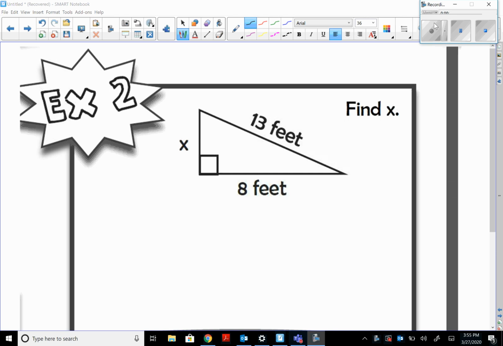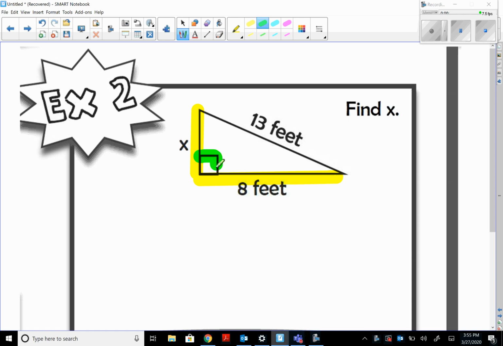Let's do our second example on this Pythagorean theorem doodle notes page. Once again, we have a right triangle, and I'm going to highlight the legs. I keep saying the same thing over and over again, but the legs are the two sides of the right triangle that come together to make the right angle. So it has to be these two sides here that are labeled X, and one is also labeled 8.